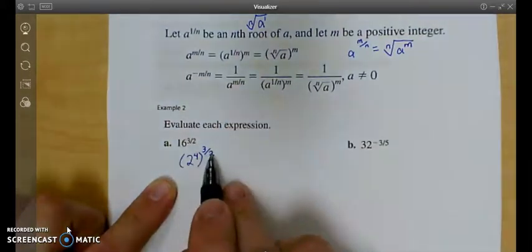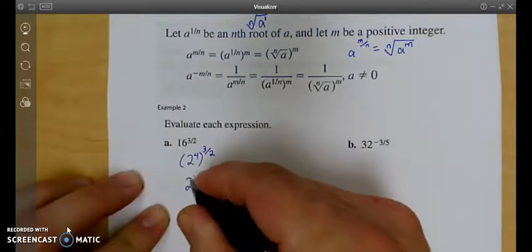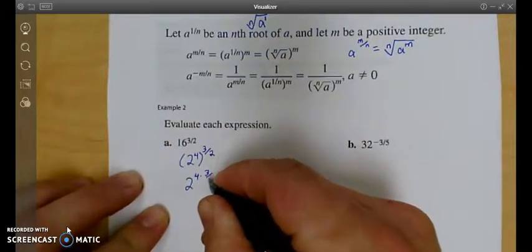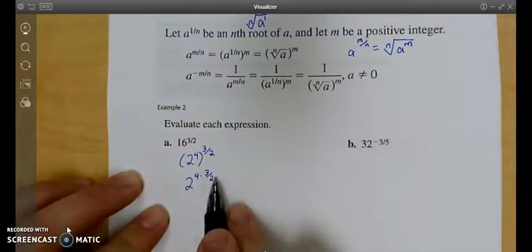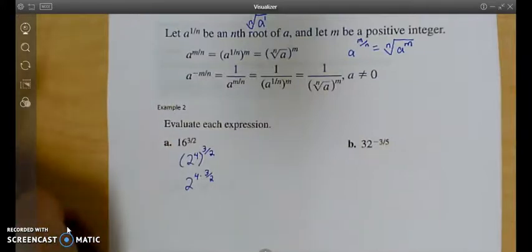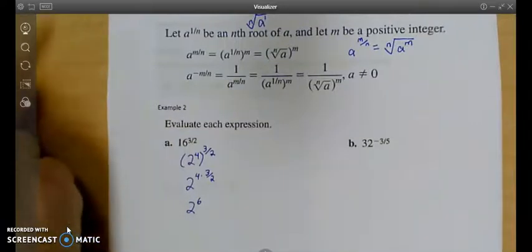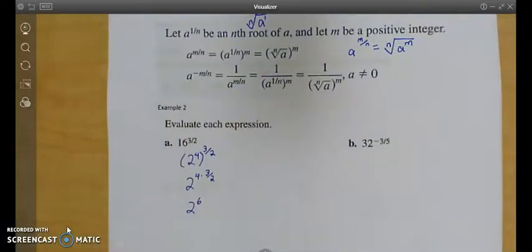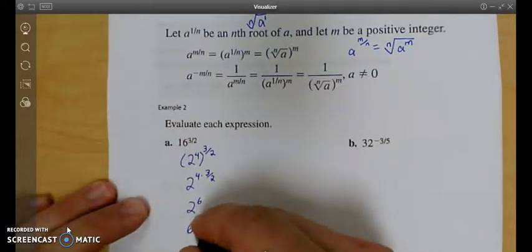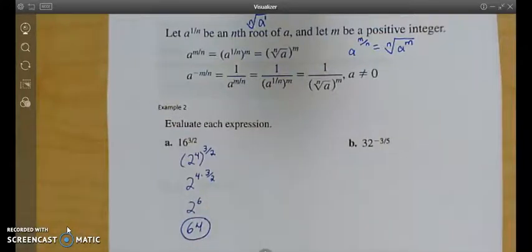And then the 4 would multiply the 3 halves, because when you raise a power by another power, you multiply. So 2 to the 4 times 3 halves. 4 times 3 halves ends up being 6. So 2 to the 6th power. And then 2 times itself 6 times over would be 64. That's doing it by hand. We are going to be expected to use a calculator really on these.